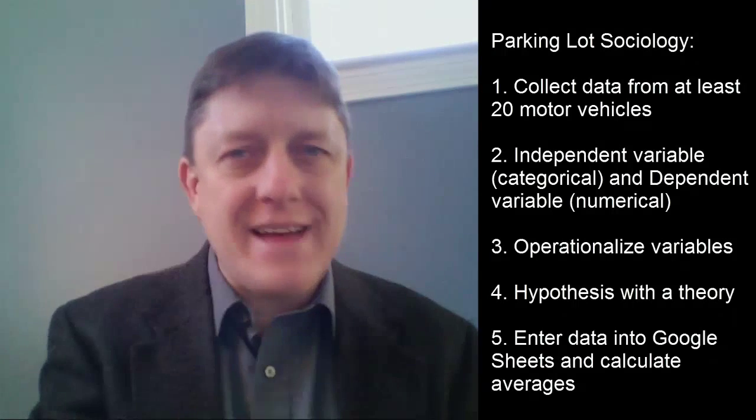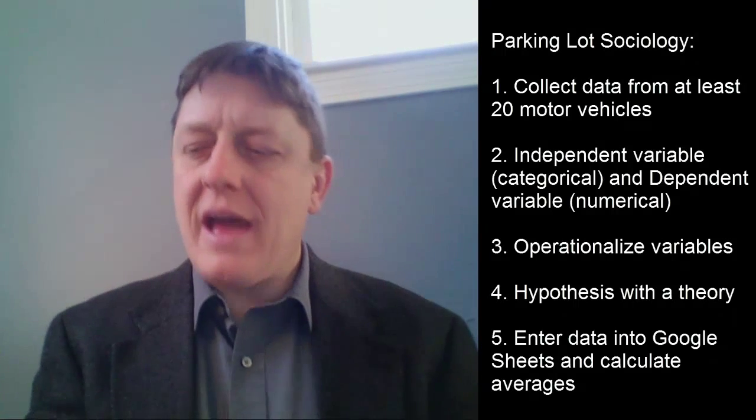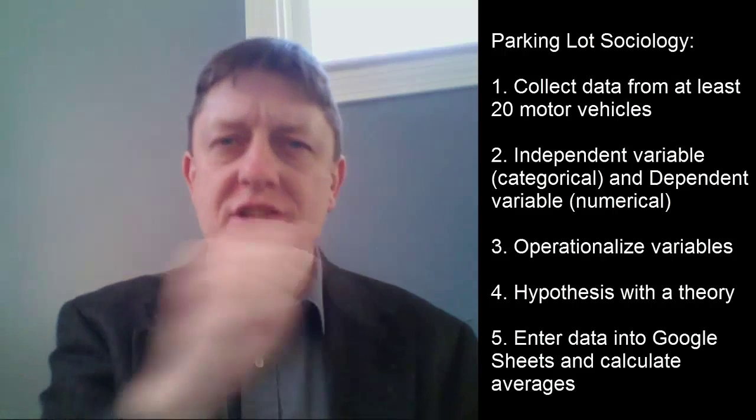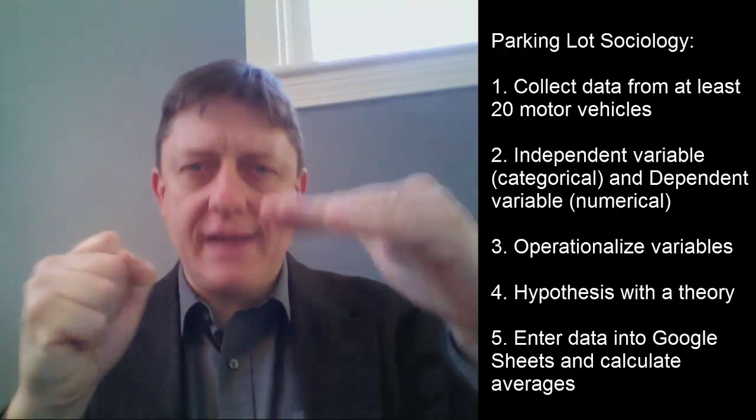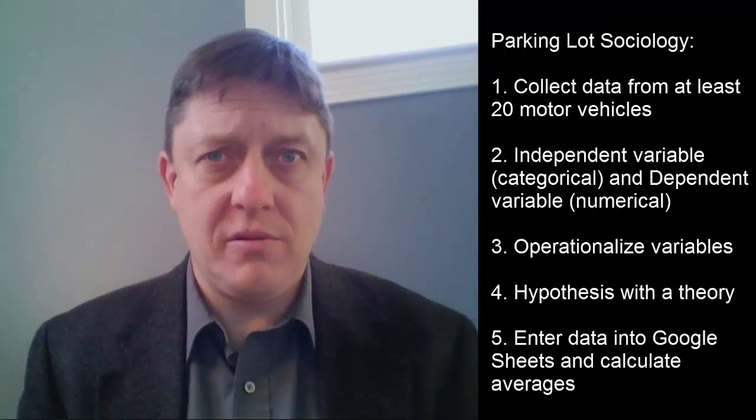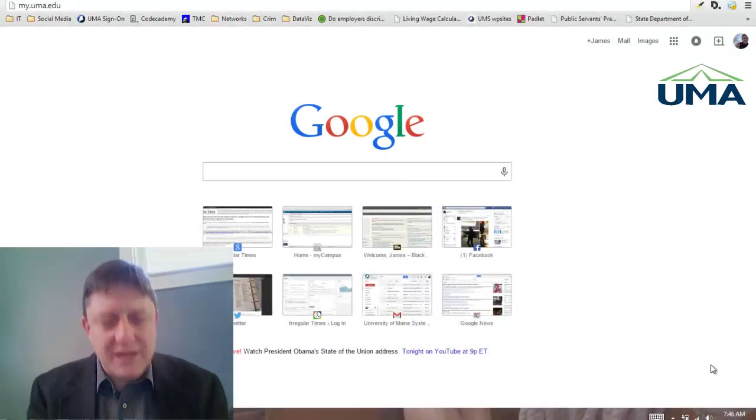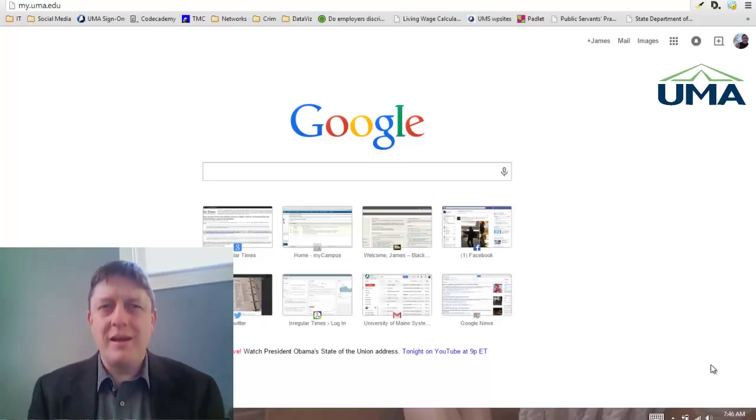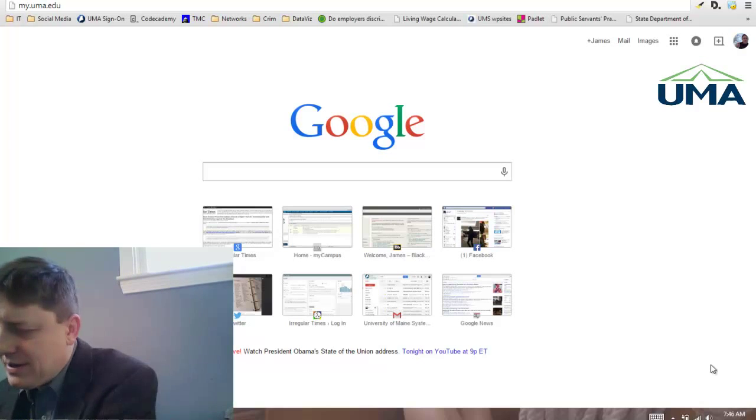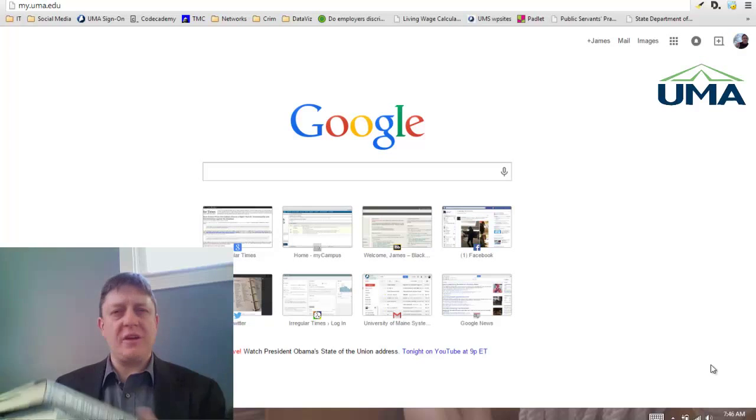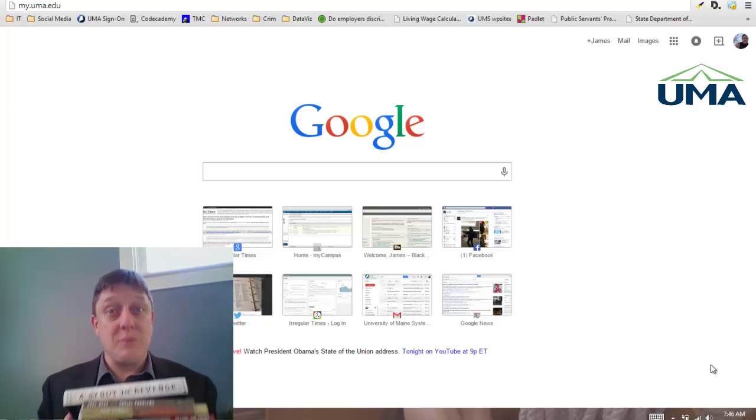I want you to enter that data into Google Sheets, and I want you to calculate the average of the dependent variable for each of the categories of the independent variable. That sounds like a lot, but when we get right down to it, it's not quite as hard as you might think. I'm going to engage in an example right now, and I'm going to do it not with cars, but with books. So, in order to be a little bit quicker, I'm going to work with 10 books.